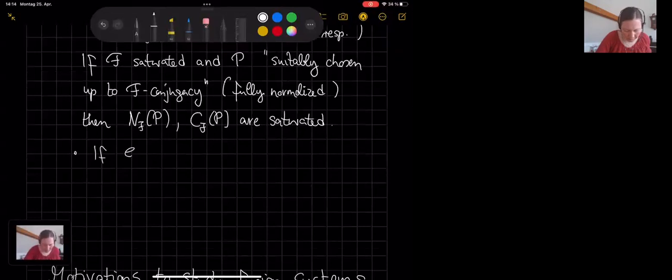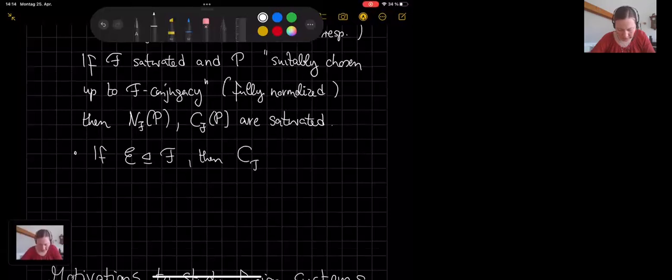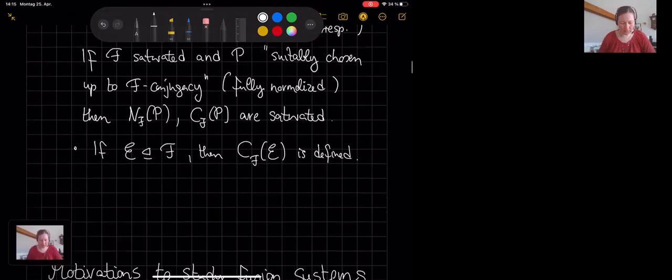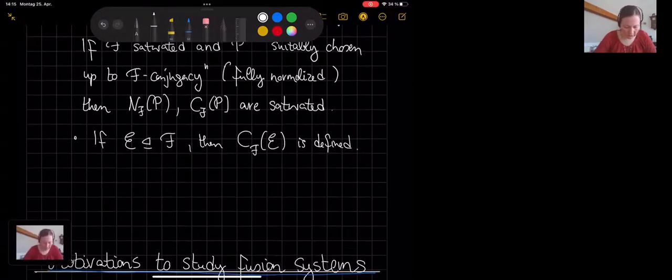Now if E is a normal subsystem of F, then also the centralizer in F of E is defined. And what we have also defined are several notions of products of a normal subsystem with some other subgroup P and also with some other substructures of F, some other subsystems, but this is more involved. So one cannot hope to get something in as much generality as one would in groups.